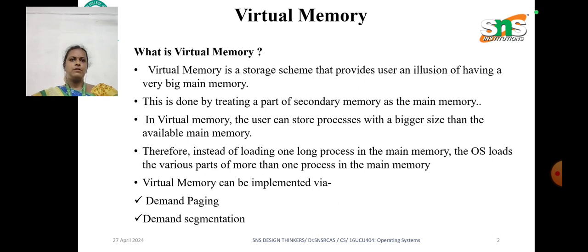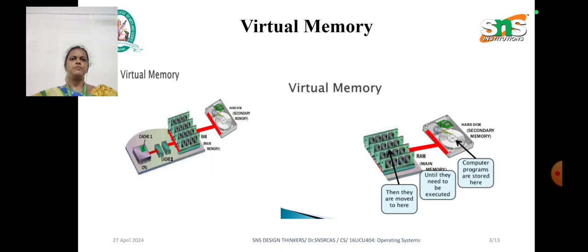The virtual memory is a storage scheme that provides user an illusion of having very big main memory. This is done by treating a part of secondary memory as the main memory. In virtual memory, the user can store processes with a bigger size than the available in the main memory. Therefore, instead of loading one long process in the main memory, the OS loads the various parts of more than one process in the main memory. The virtual memory can be implemented via demand paging and demand segmentation.